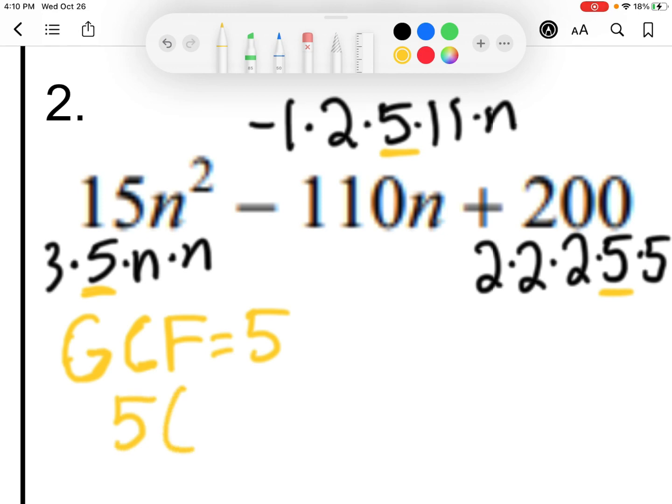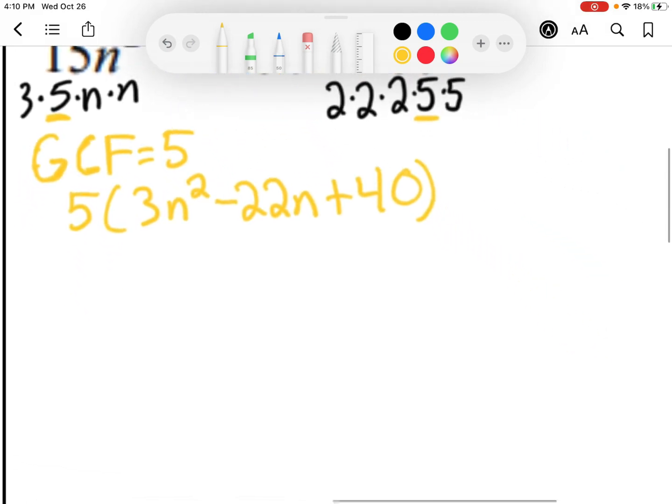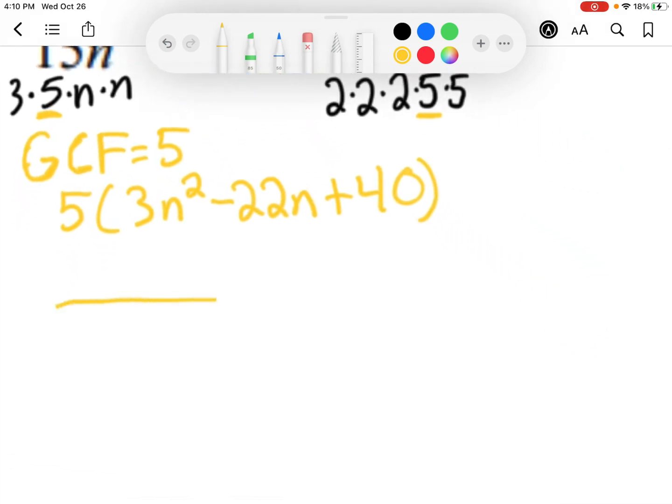So factoring out a 5, I'm going to take each term that we broke down and divide it by 5. So we should get 3n squared minus 22n plus 40. And then we're going to factor what's inside.